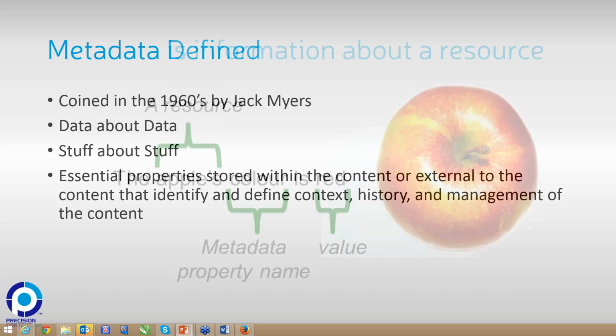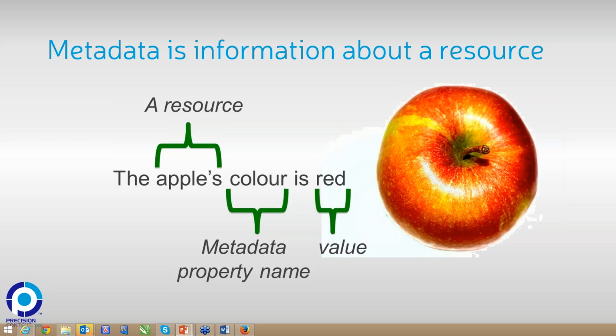So metadata is information about a resource, and it's as simple as talking about the resource, a metadata property name, and a value. This is, in essence, what a piece of metadata is for the purposes that we're talking about today.